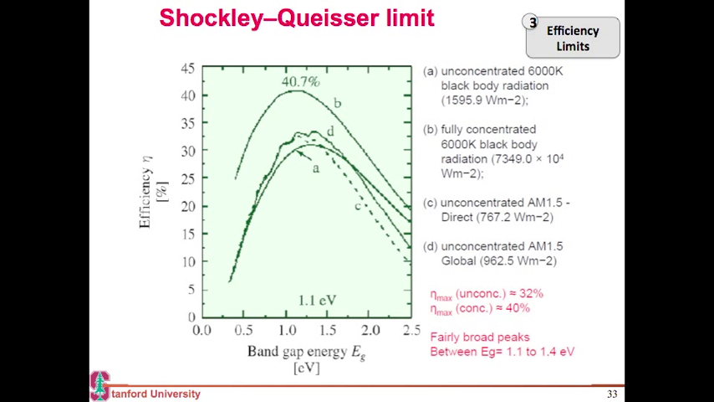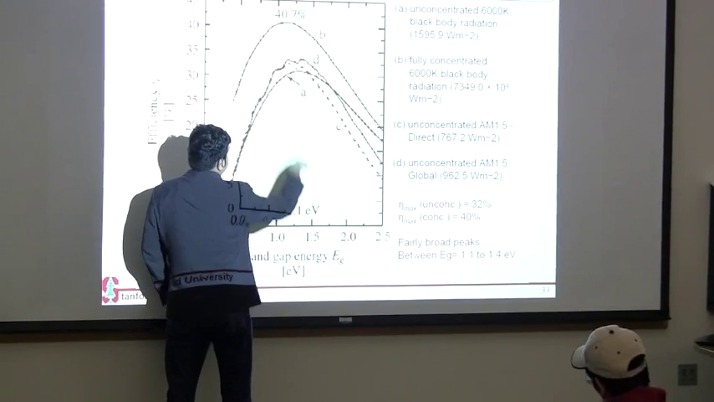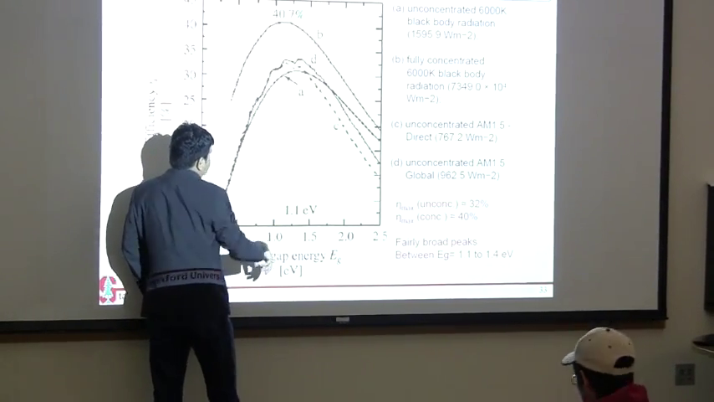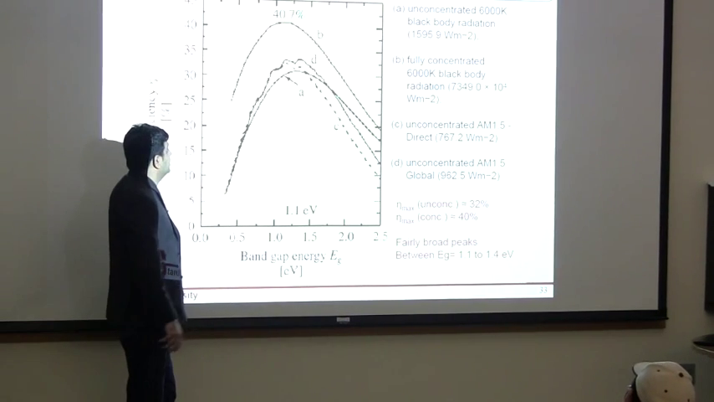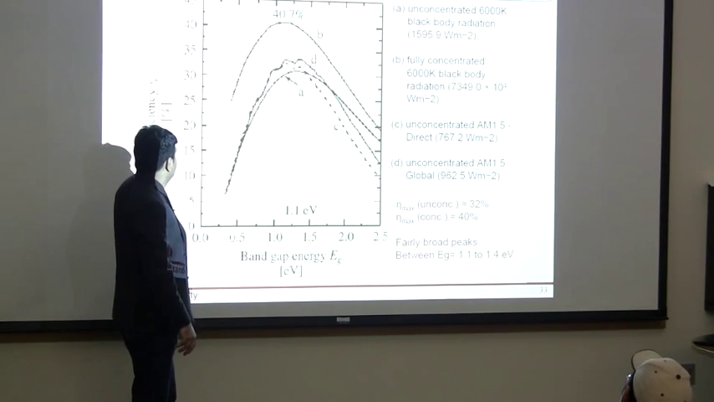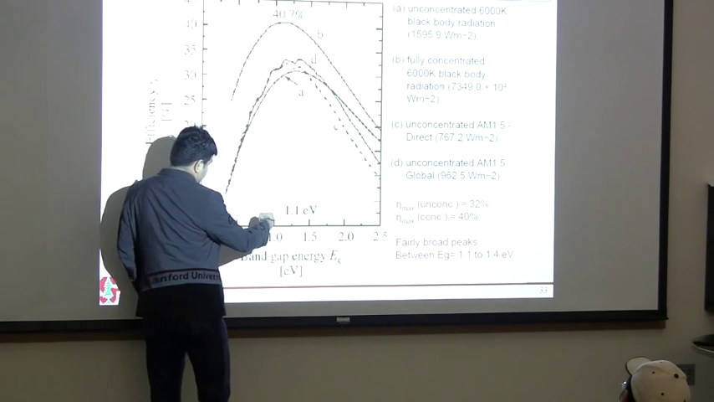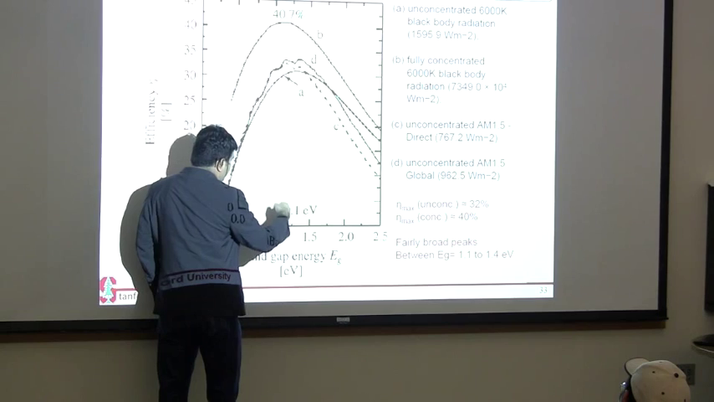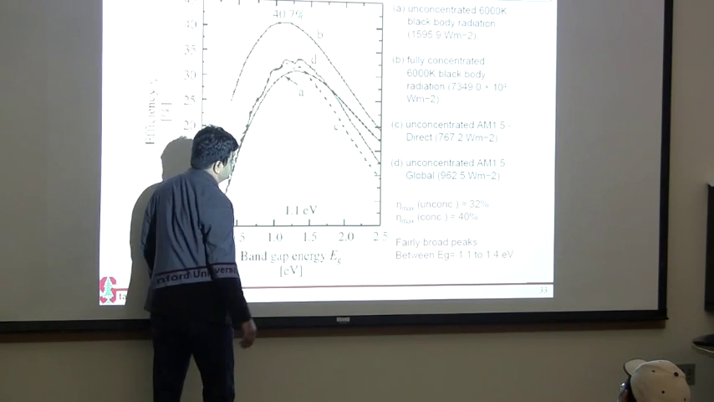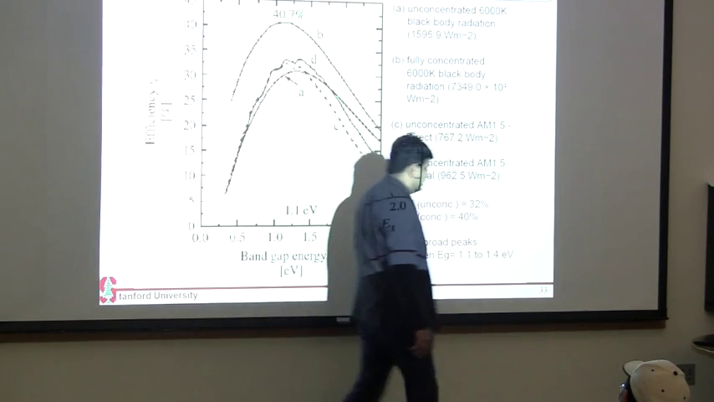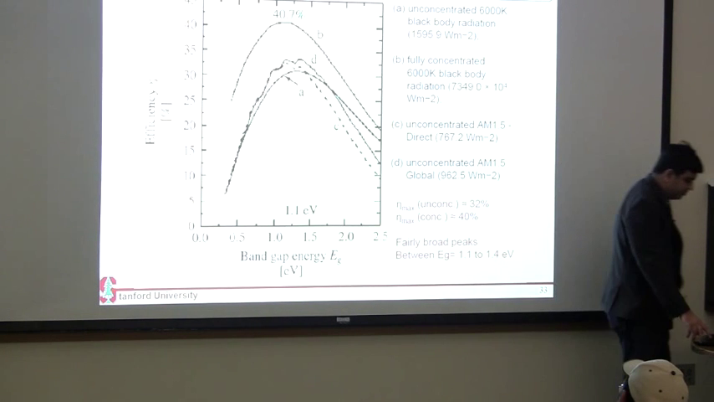And it's a fairly broad peak between a band gap of 1.1 to 1.4. So silicon fortuitously is right where the peak of that efficiency is. And that efficiency would be fairly constant from silicon to gallium arsenide, since it's a pretty broad peak.